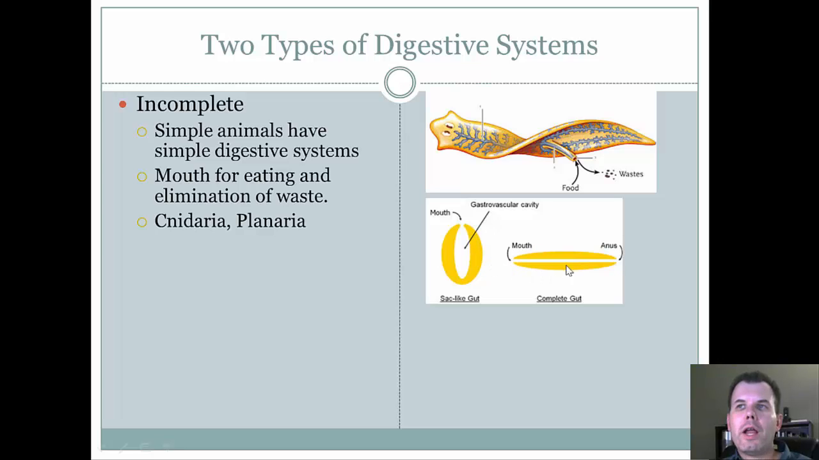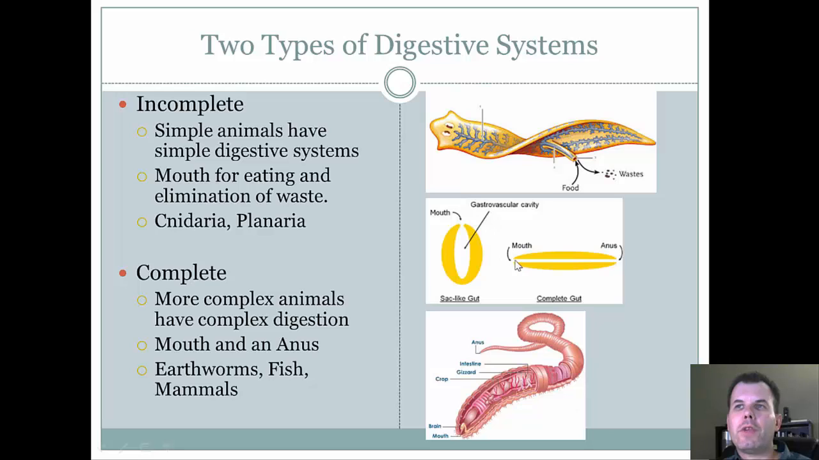Most higher order animals have the complete system, which means having a mouth on one end and an anus on the other end. The mouth serves one purpose, and that's ingestion of food. The food goes through the digestive system, and then the waste is eliminated through the anus.